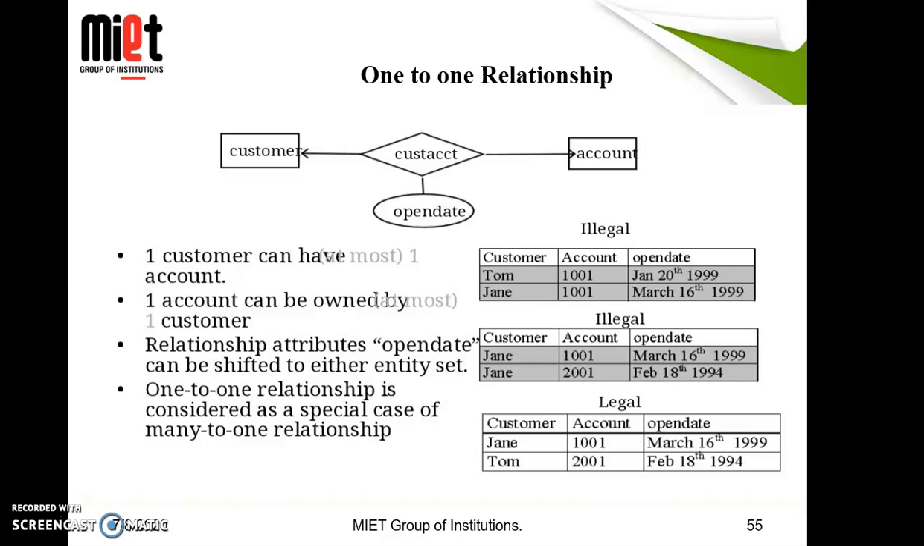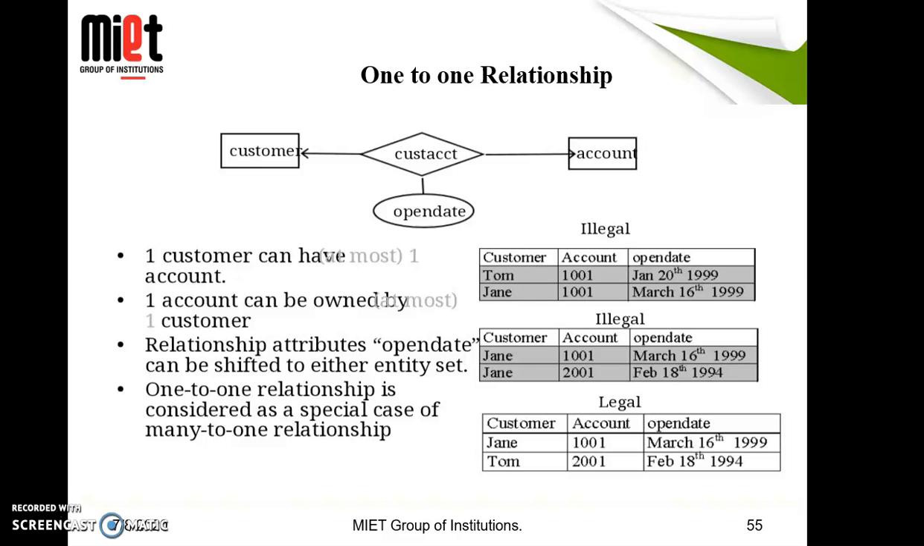One-to-one relationship. A one-to-one relationship means an entity in A is associated with at most one entity in B, and an entity in B is associated with at most one entity in A. For example, a single employee sits in his own single cabin and the cabin belongs to a single employee. Or, each department has only one head of department. That is called one-to-one.